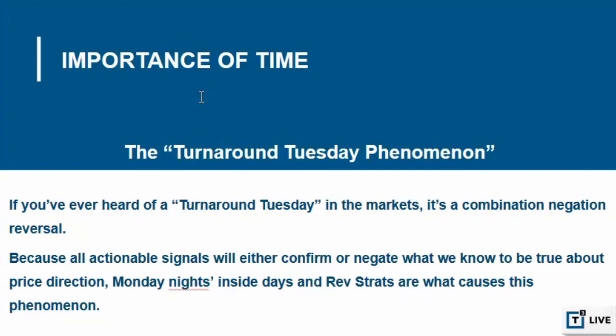The turnaround Tuesday phenomenon. If you've traded for a while, you may have heard this term. I'm sure you have. Turnaround Tuesday. When the market goes one way on Monday and turns around the other way. We know why this works. We know why this happens and how to quantify it. Right? Basically what it is, it's a combination negation reversal. When I talk about signals confirming or negating the move, because all actionable signals will confirm or negate what we know to be true about price direction. Monday's inside days and rev strats are what cause this phenomenon.